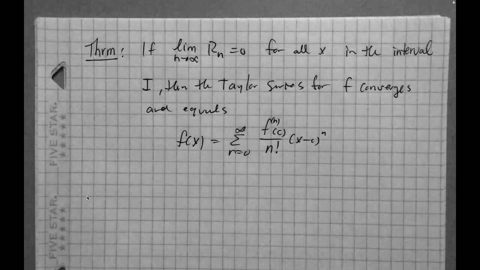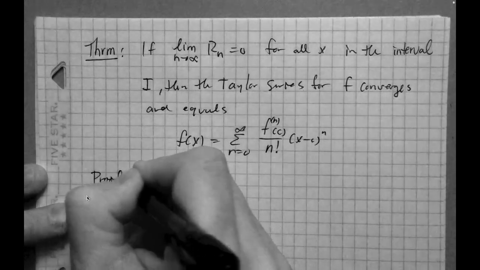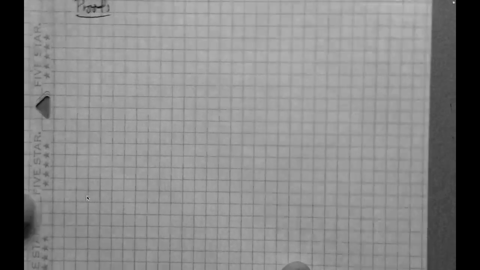Okay, so if the sequence of remainders converges to 0, meaning the remainders get smaller and smaller as you go further and further out into the series, then basically that tells you that the Taylor series converges. Okay, converges to f. Okay, let's prove this. We can prove this pretty easily, actually.